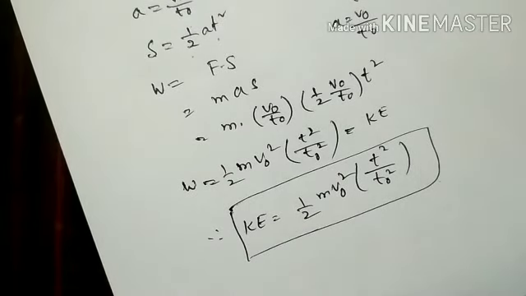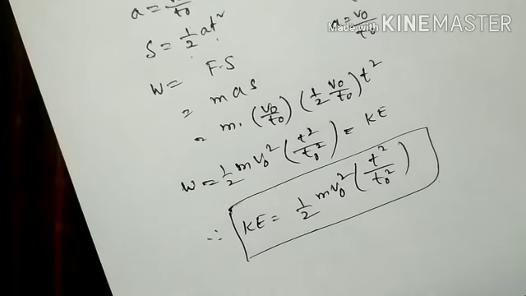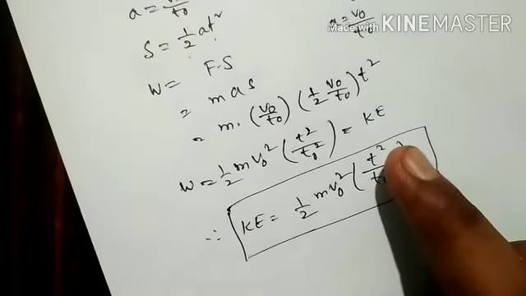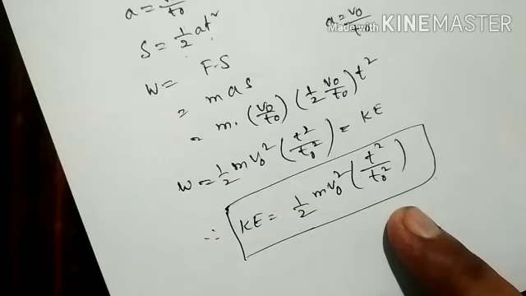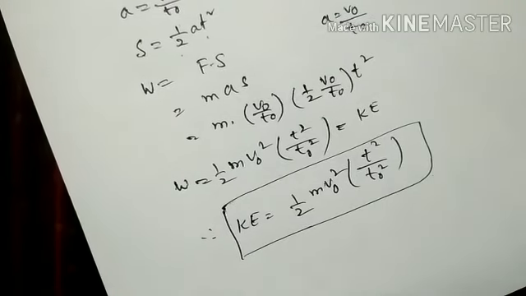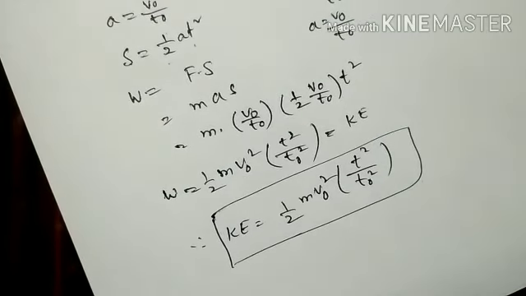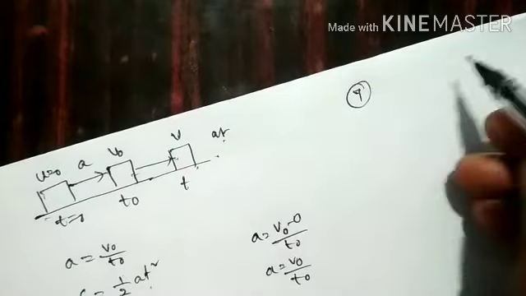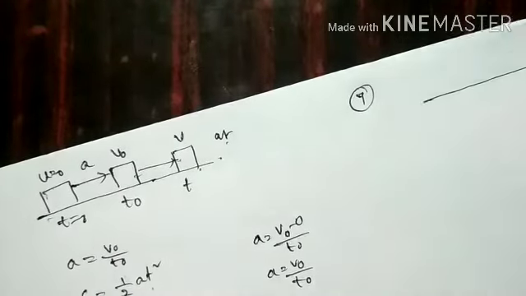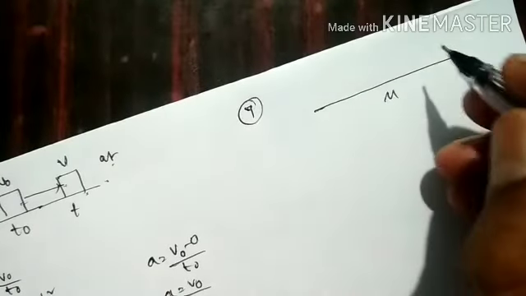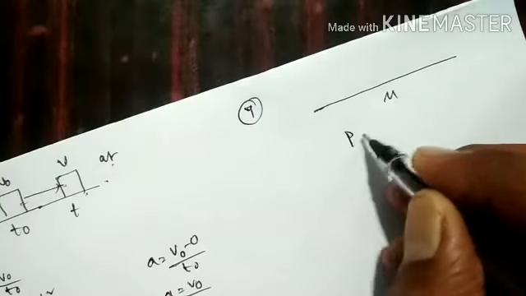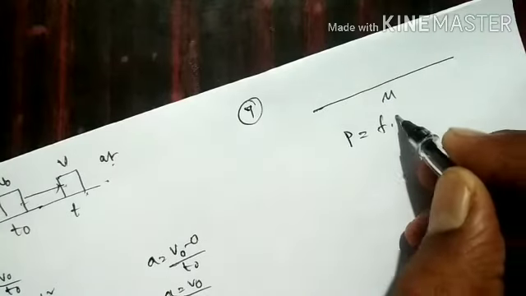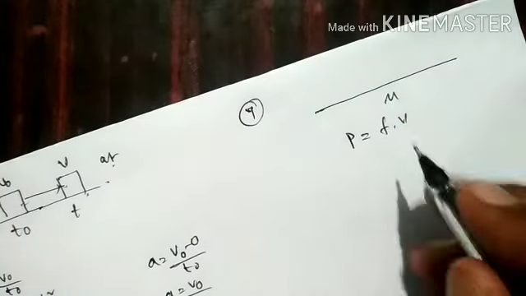If you want the power at time t, you can write half of m v0 square, t gets cancelled, t by t0 square. So like this we can find the relation, and you can consider any other case. Next, one more application, the seventh one. A car is moving on a horizontal rough road. What is the power of the engine with a velocity v? Here the coefficient of friction is given. The engine has to overcome only the frictional force at constant velocity, so power is F into V.